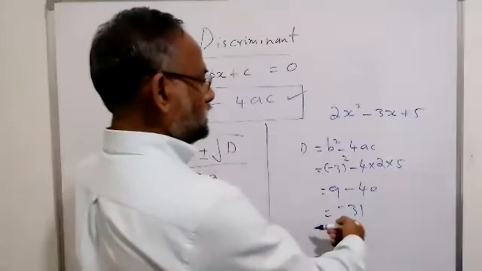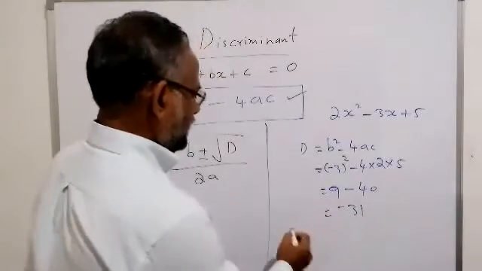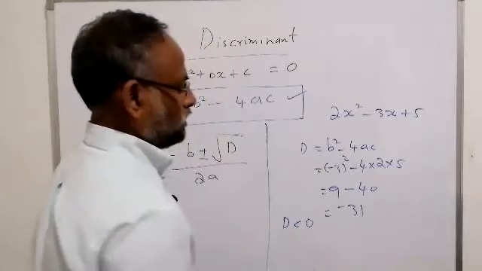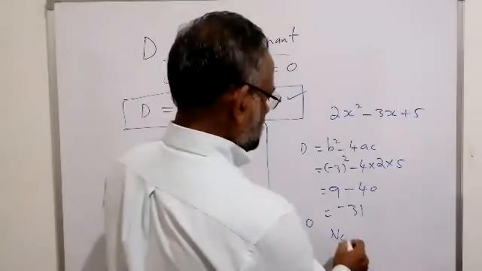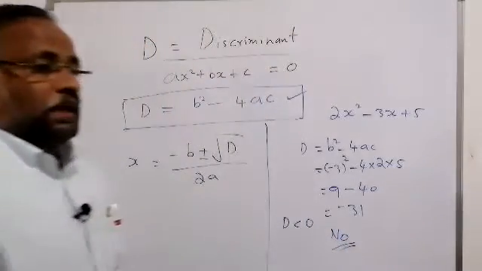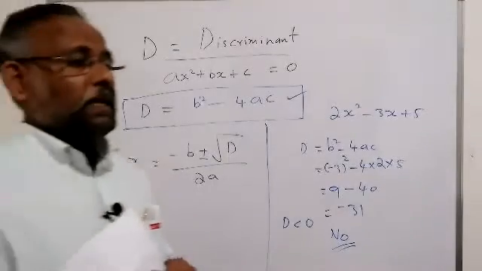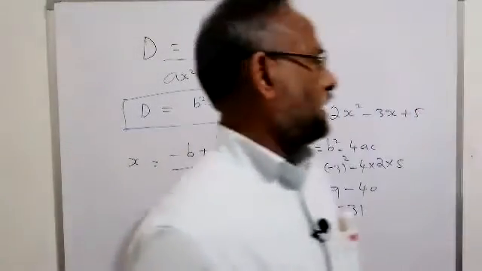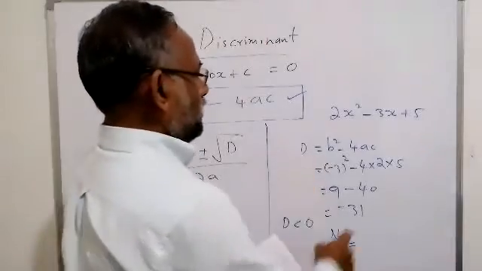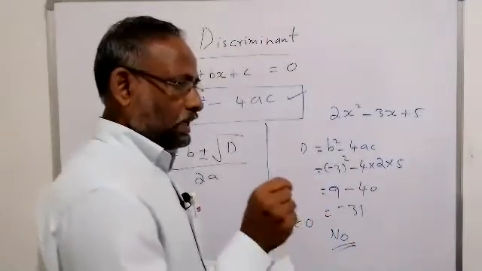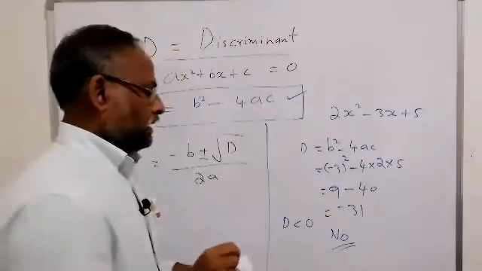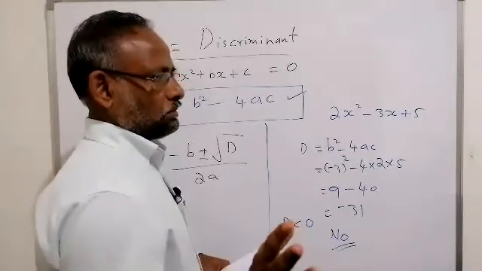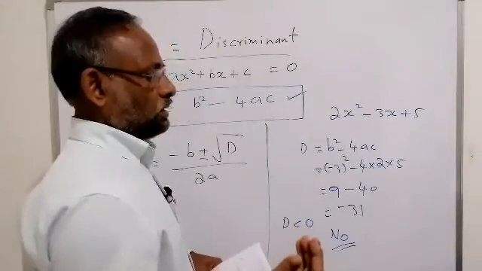Now minus 31. D is less than 0. There are no roots. See? That is why we are checking D first. Minus 31 is your D. When you get the discriminant D less than 0, that means no roots.